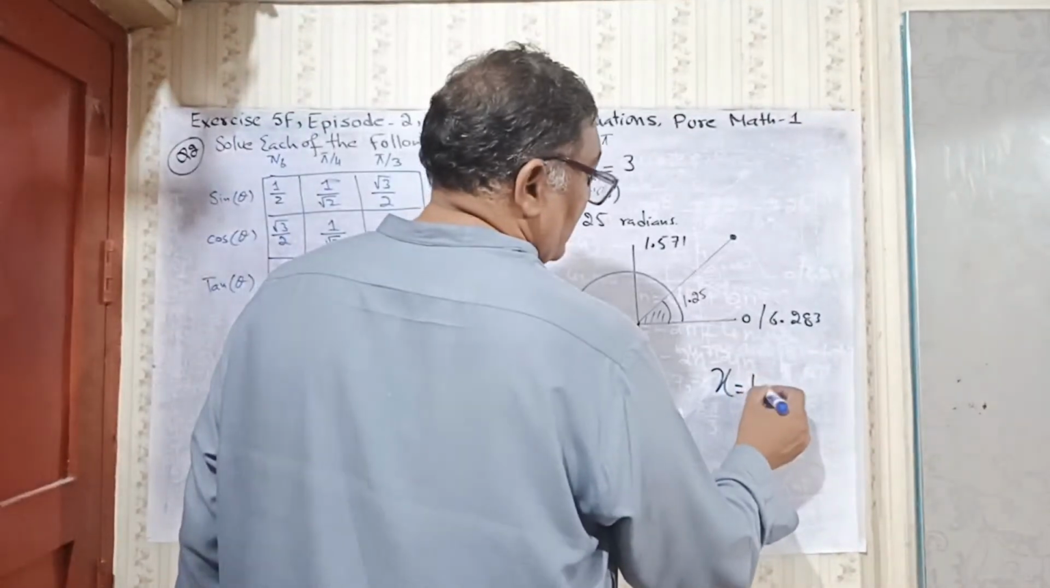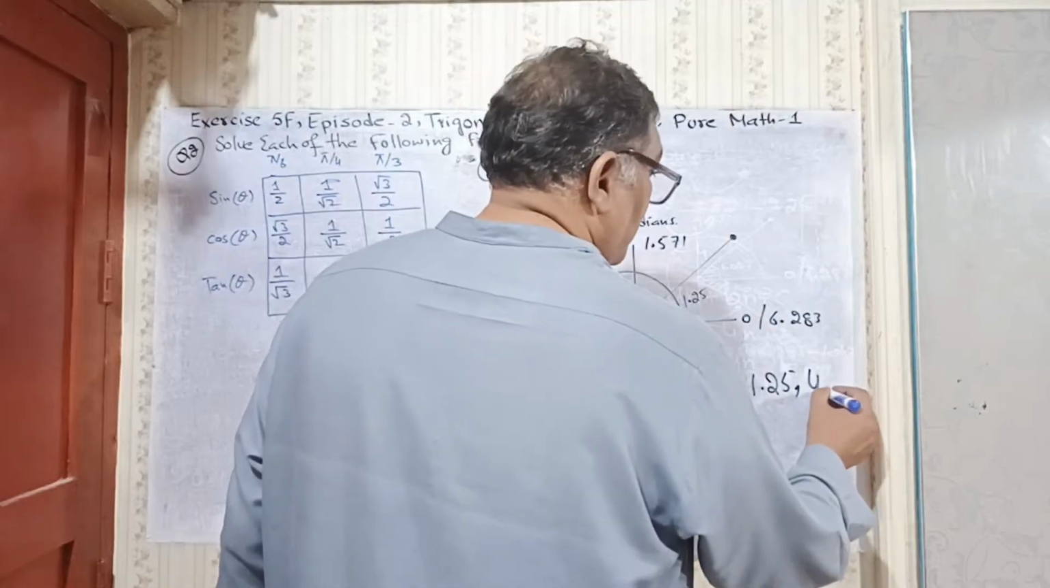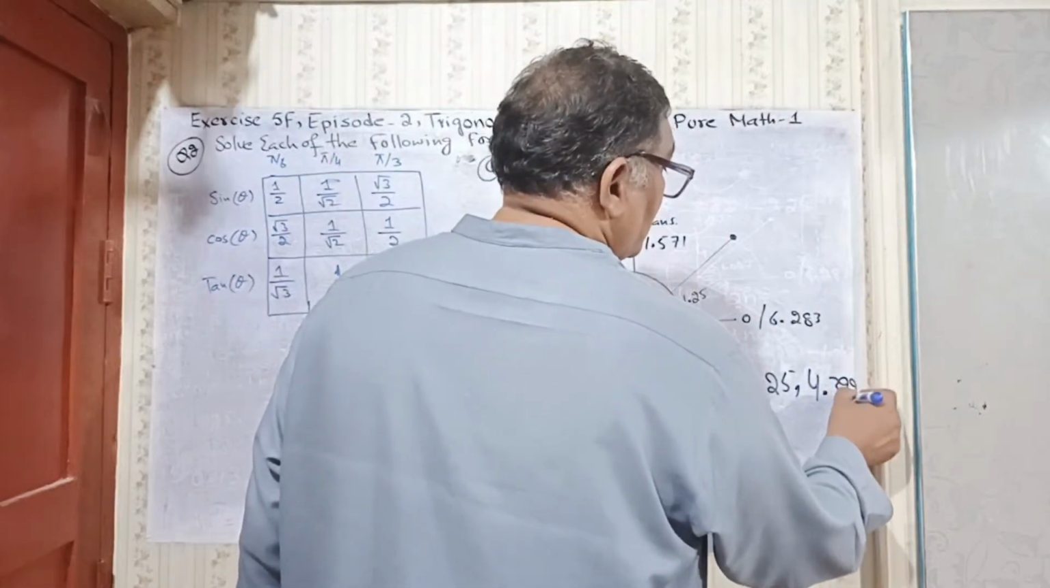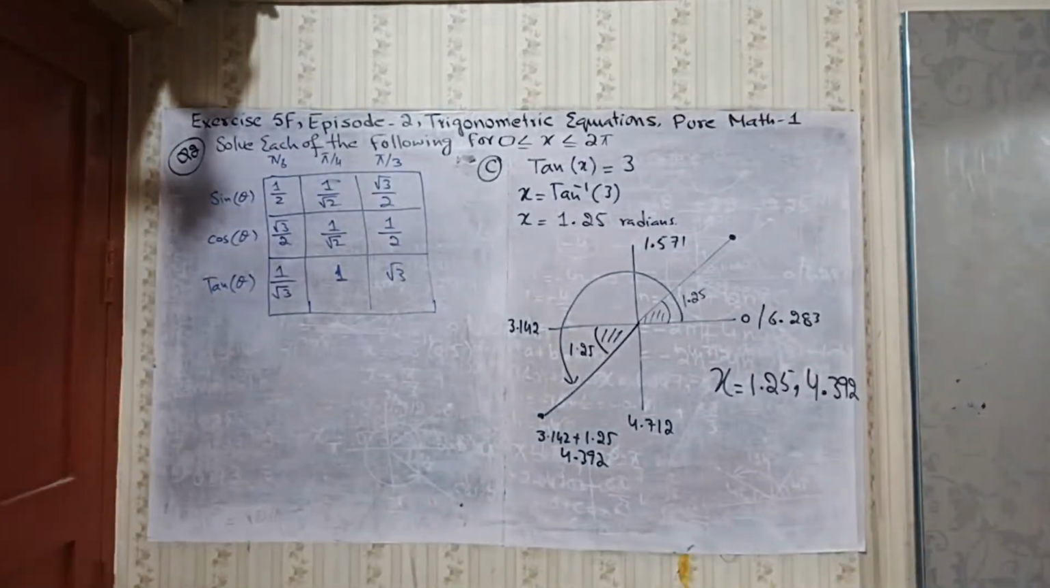One is 1.25 radians and the other one is 4.392 radians. One angle is in the first quadrant, the other possible angle is in the third quadrant. How do I know that I have to take an angle in the third quadrant? Because tan x was positive, and tan is positive in the first quadrant and in the third quadrant. So by using that base angle, I found both the angles.